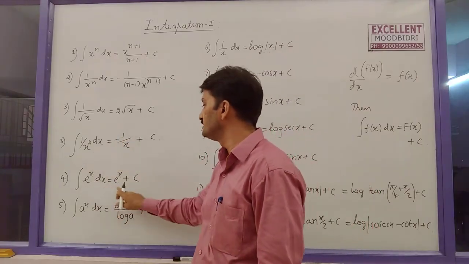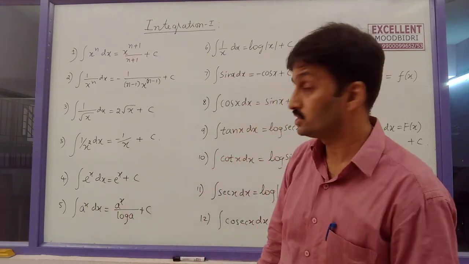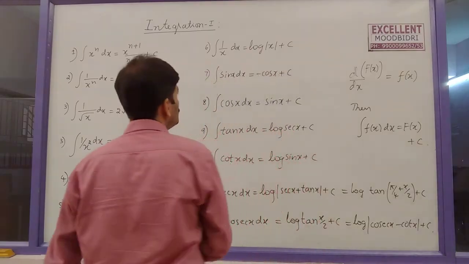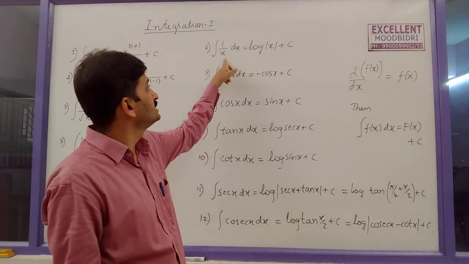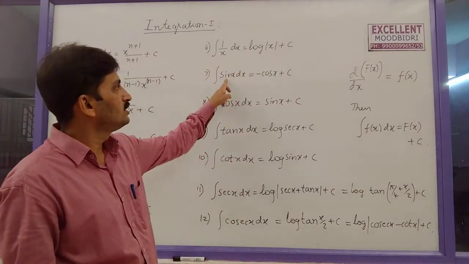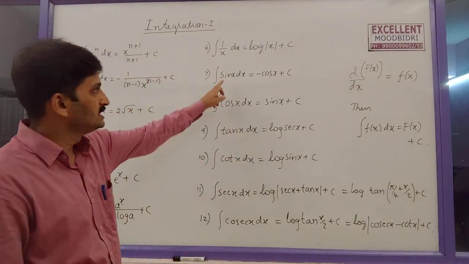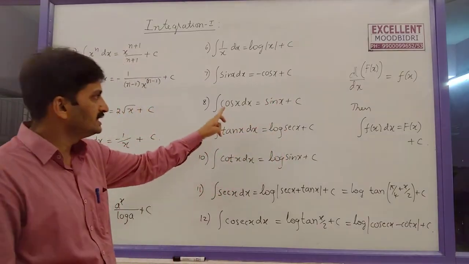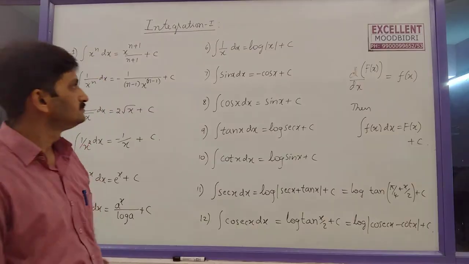Integration of e power x is e power x plus c. Integration of the exponential function a power x is a power x divided by log a plus c. What is integration of 1 by x? Integration of 1 by x is log mod x plus c. Next, let us see integrals of trigonometric functions. Integration of sin x is minus cos x plus c. Integration of cos x dx is sin x plus c.